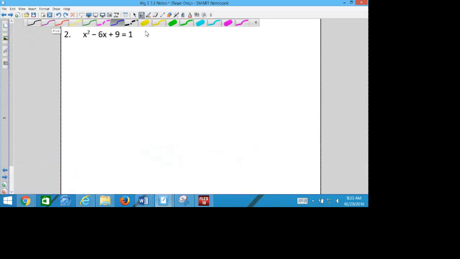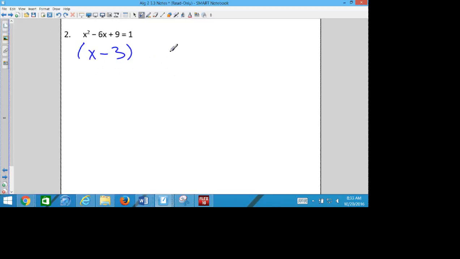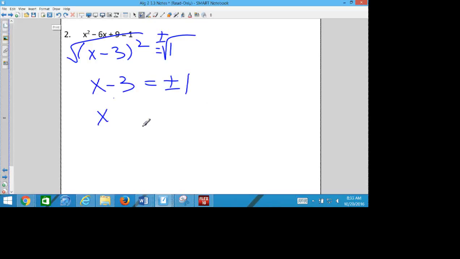So we factored this side and we got x minus 3 squared equals 1. And then we're going to square root both sides. So we get x minus 3 equals plus or minus. And then what is the square root of 1? 1. So we're going to add the 3.